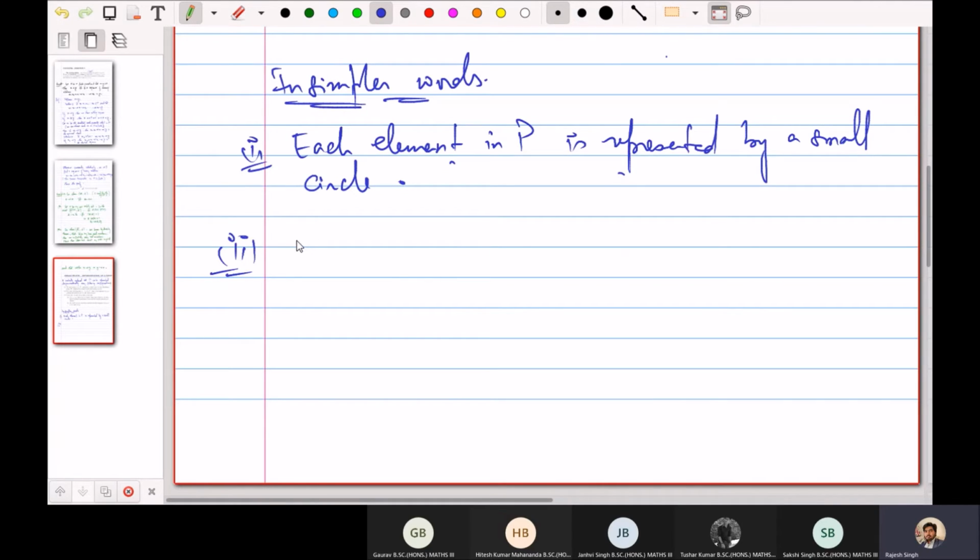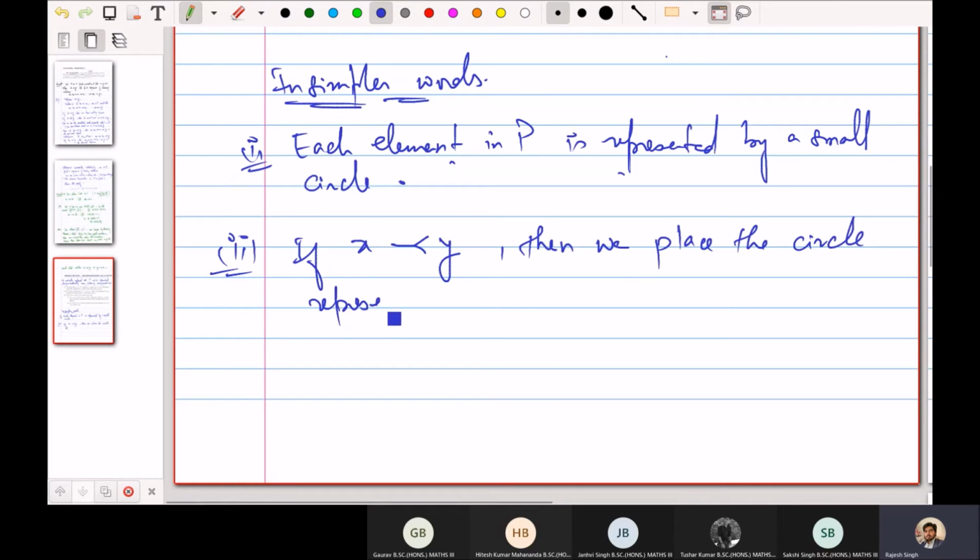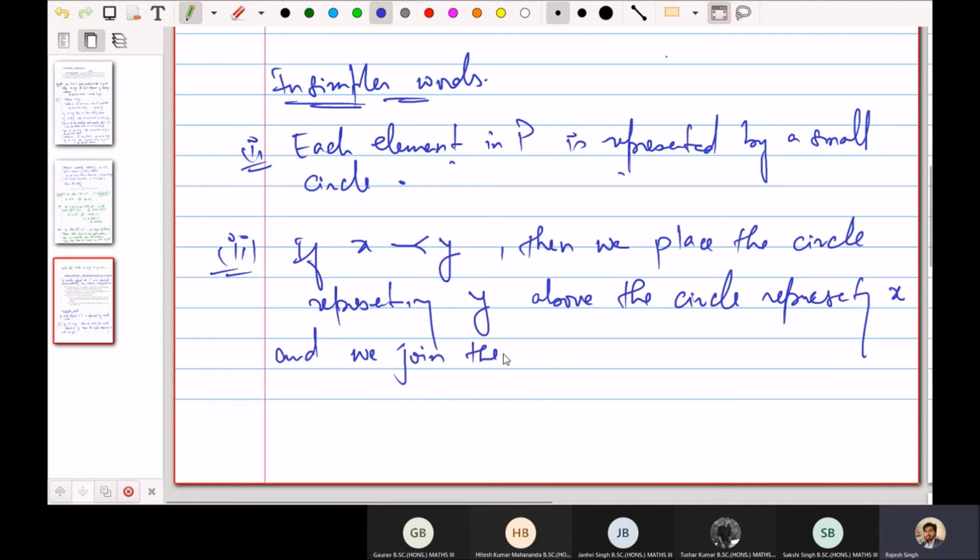And then second is, what is the second point? If x is covered by y, then we place the circle representing y above the circle representing x, and we join the two circles by a line. ठीक है.